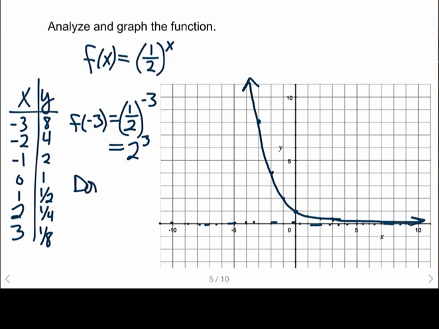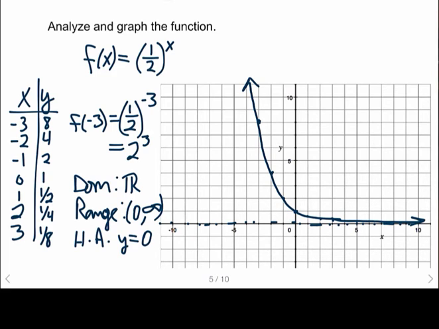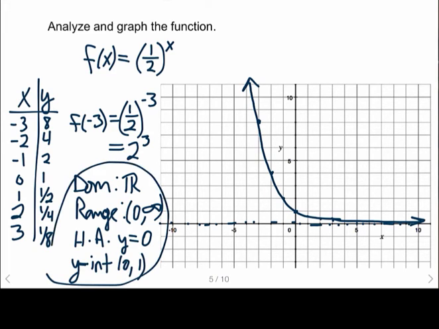Our domain is still going to be all real numbers. Our range is still going to be the set of positive numbers, 0 to infinity. The horizontal asymptote is still y equals 0. And the y-intercept, amazingly enough, is still 0, 1. So that part is all the same. What's different is that our graph is now that of exponential decay.